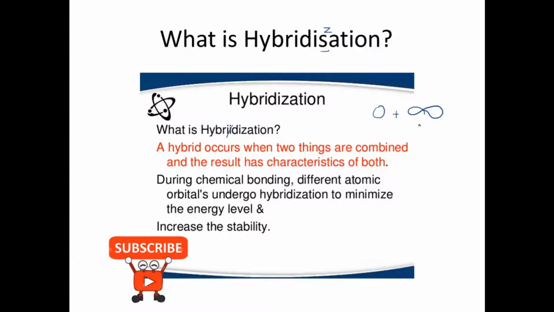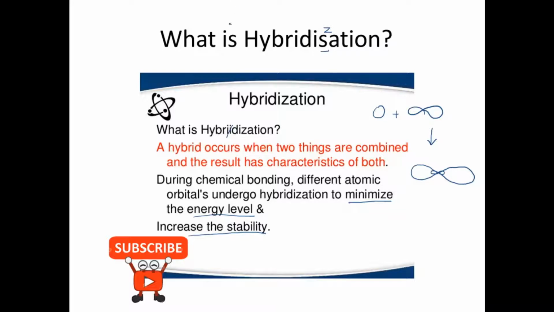And why are they intermixing? So that their energy is minimized to increase the stability. So if I say what is hybridization? Hybridization is the intermixing of atomic orbitals of slightly different energies to form a set of new orbitals with almost the same energy. So in this case, if s and p orbitals are involved, the intermixing of the orbitals occurs, and in this way, a new hybridized orbital is formed.